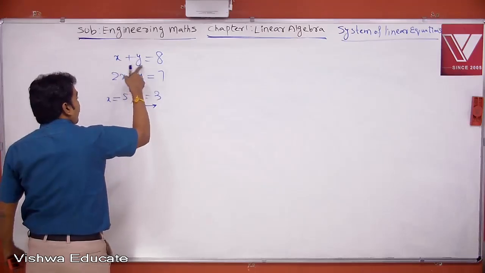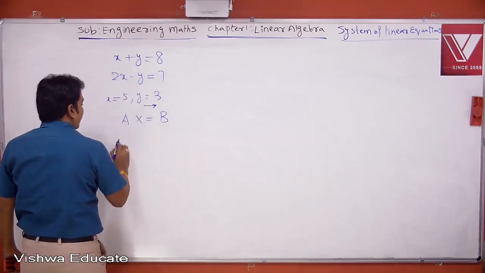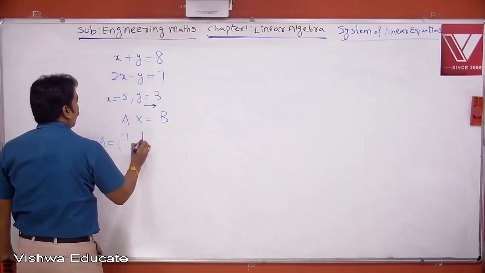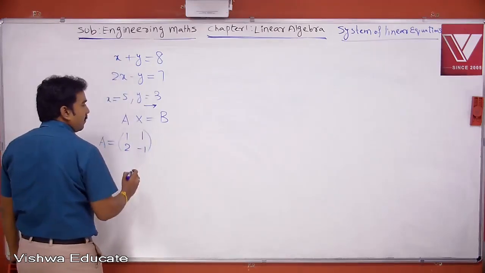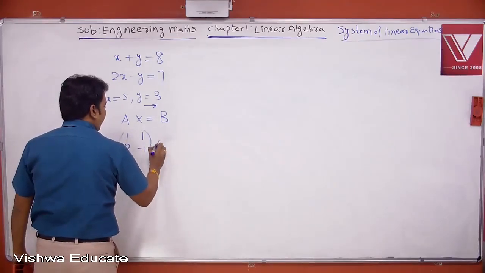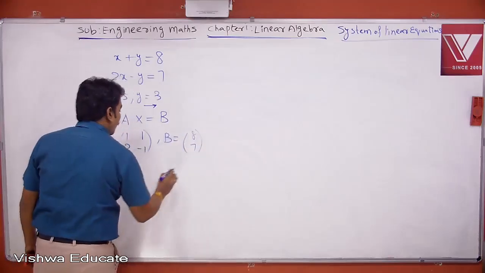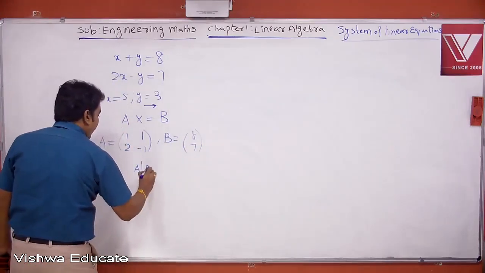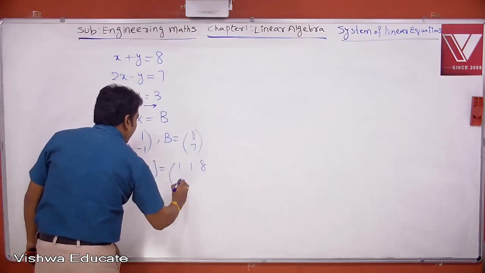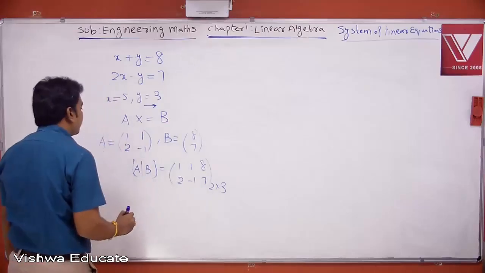Now, let us try to convert these equations into the form Ax equal to b. What is my matrix A? This is the coefficient matrix: 1, 1, 2, minus 1. And what is x? Of course, it is immaterial. It is not required for me. Now, b is 8, 7. So what is my augmented matrix? A slash b, and this is 1, 1, 8, 2, minus 1, 7. The size is 2 by 3.